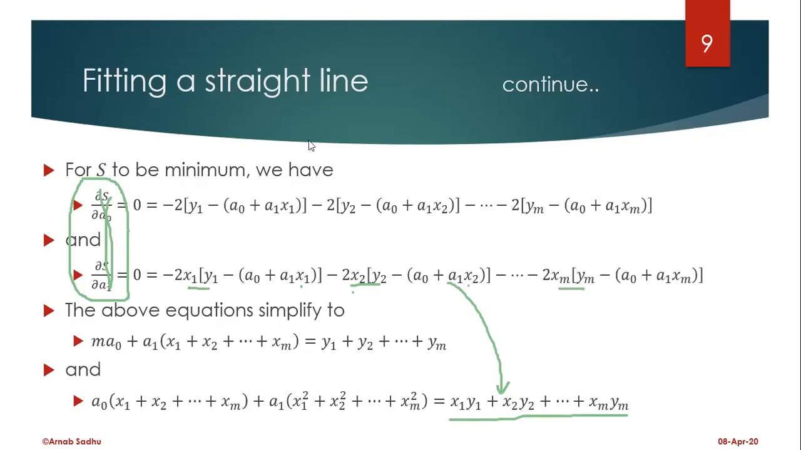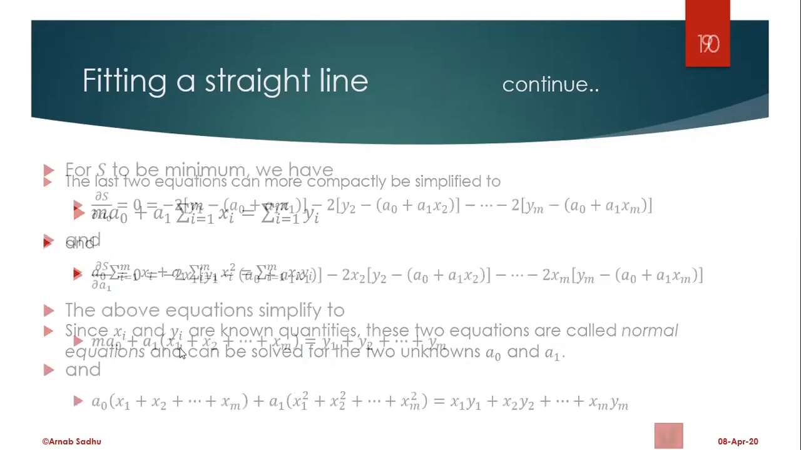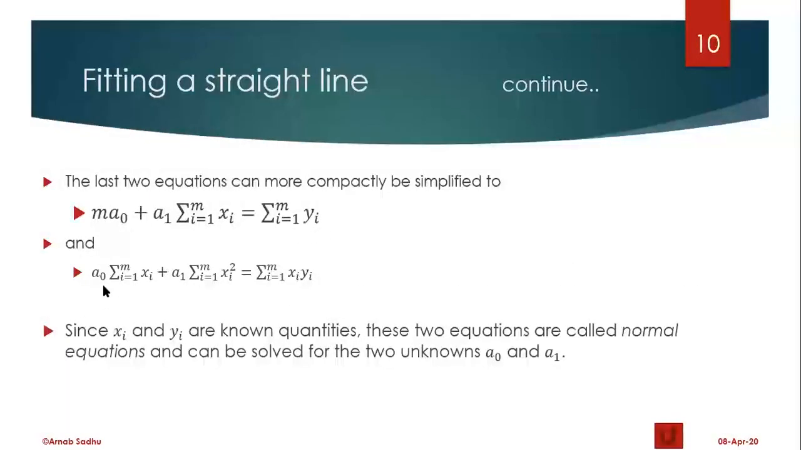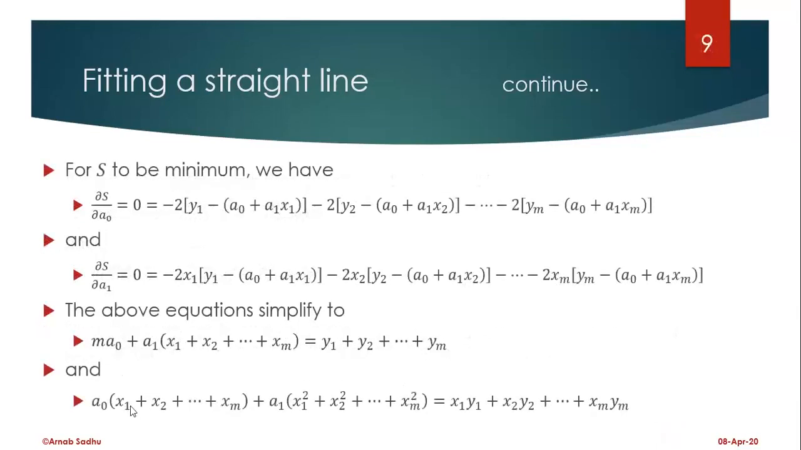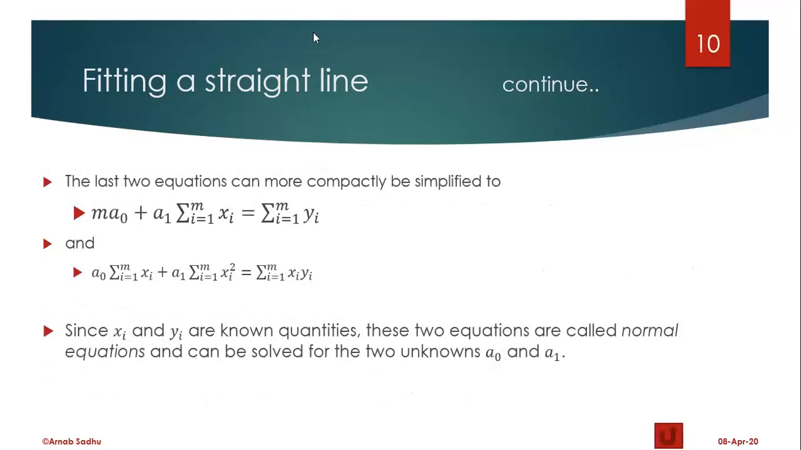Now this may be further simplified to m a0 plus a1 into summation of xi, i equal to 1 to m, equal to summation of yi, i equal to 1 to m. And a0 into summation of xi plus a1 into summation of xi square equal to summation of xi yi. These two equations will be the most important equations. These are the last simplified equations.